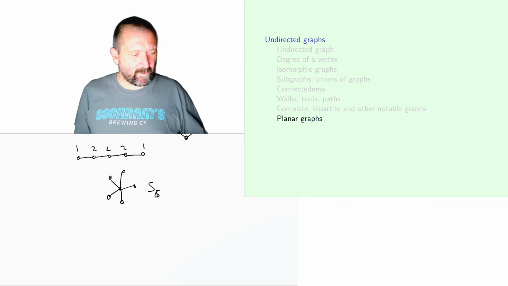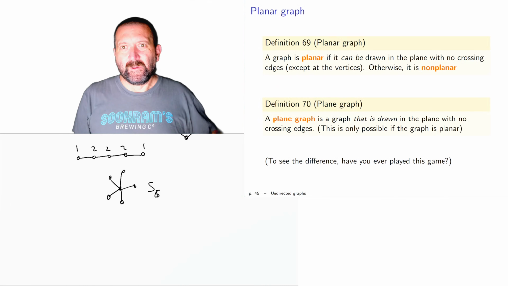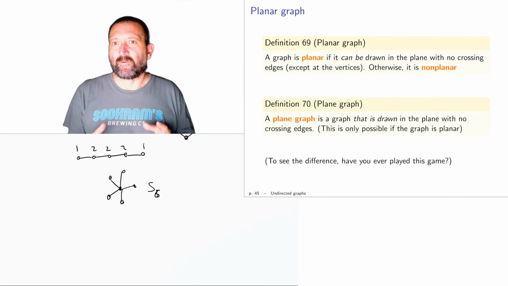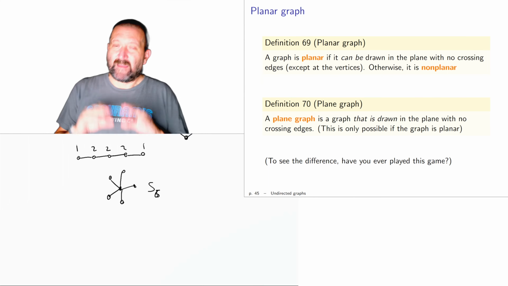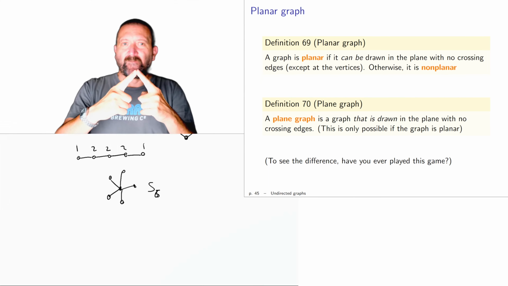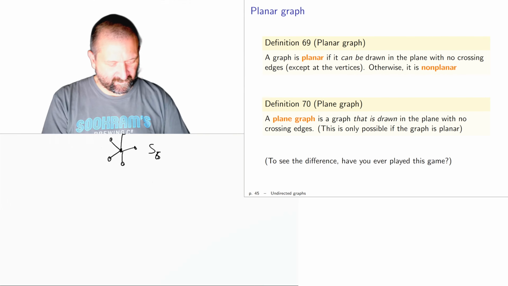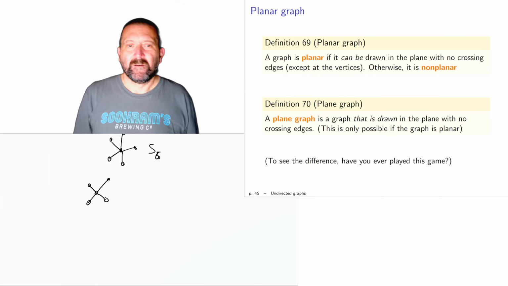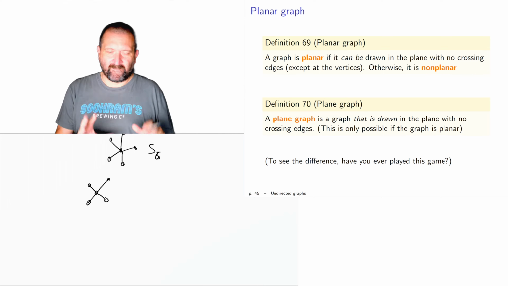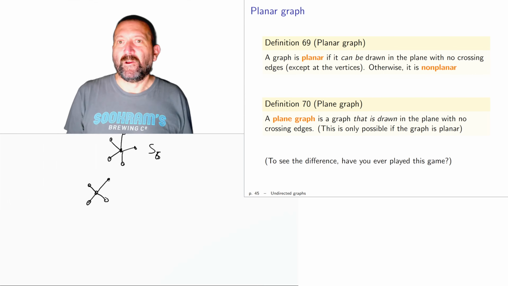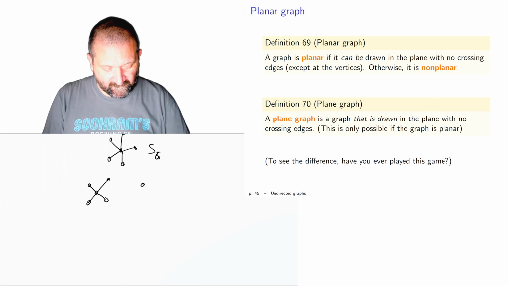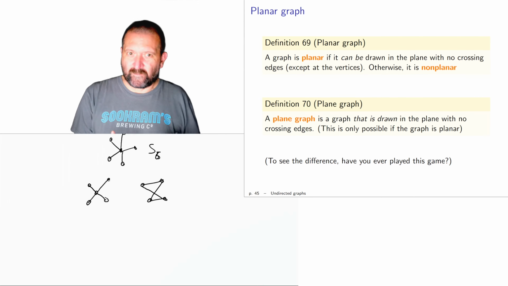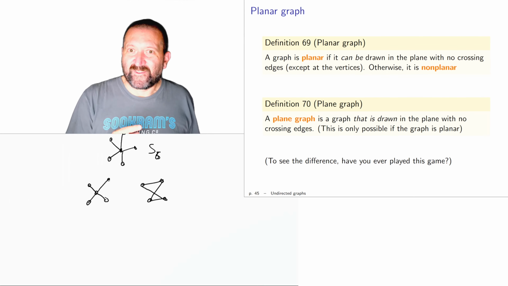And the last thing we'll talk about is planar graphs. So a planar graph is a graph that can be drawn in the plane with no crossing edges. Except perhaps at the vertices, if you count something like this as an intersection, for example. But except at the vertices, the edges do not cross when you draw them.